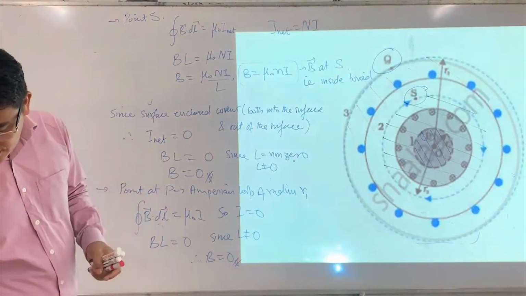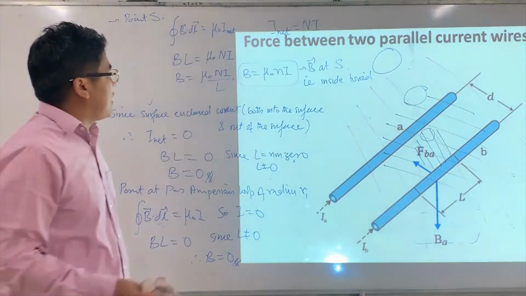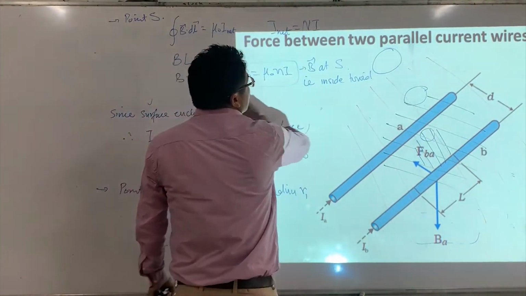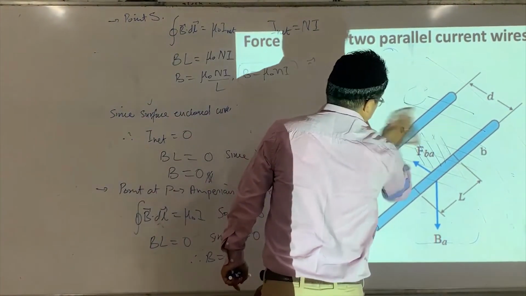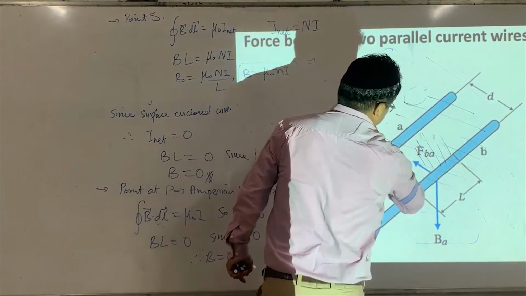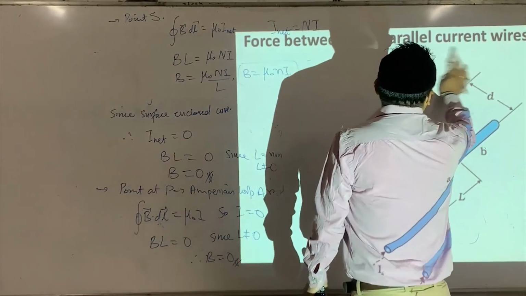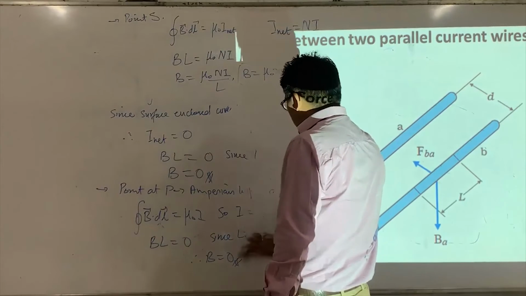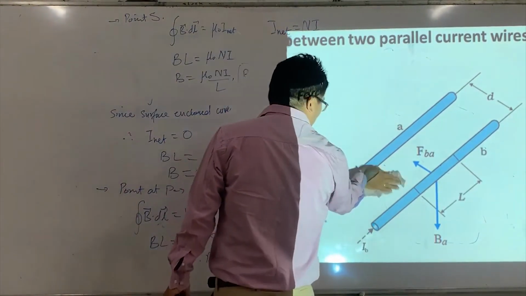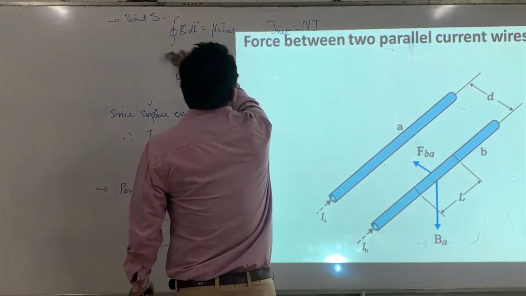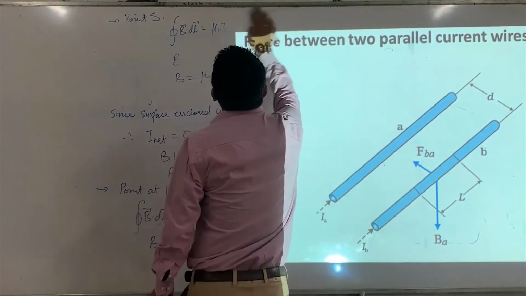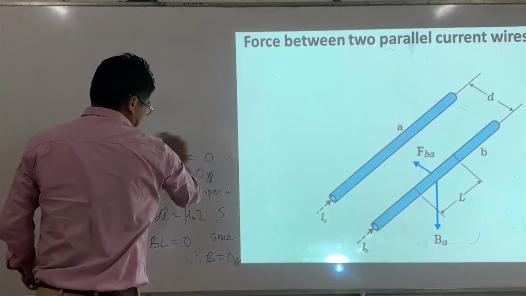Now I would like to do a last topic, that is forces between two parallel current wires. The objective of this topic is to define what is 1 ampere. This was done by Ampere, so therefore the unit of current was named after Ampere. How much is 1 ampere is defined by this.